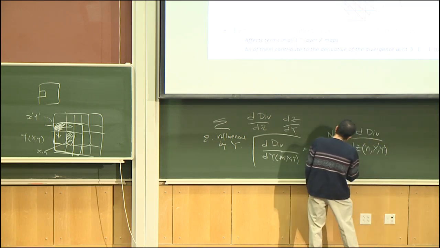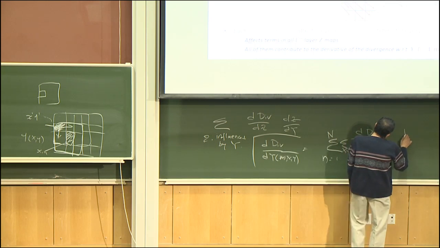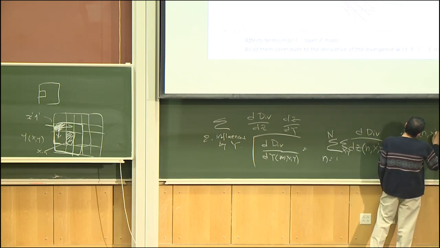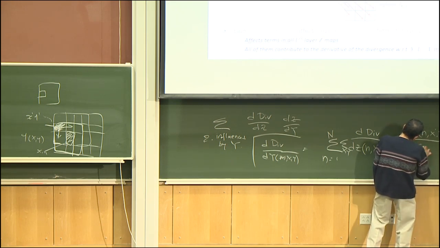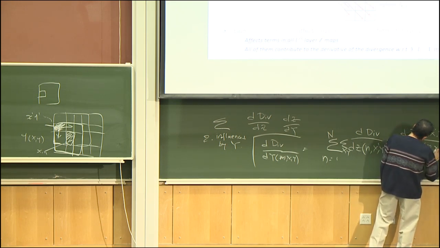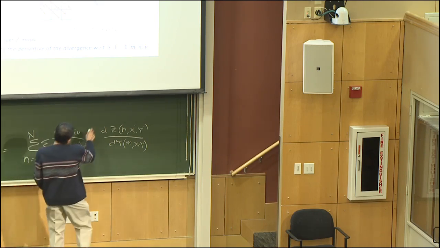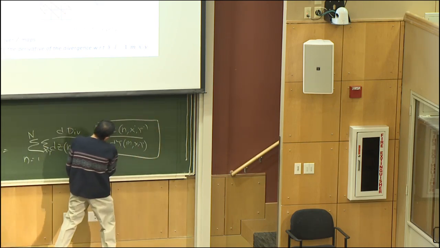Let me call this x prime y prime, right? And then the derivative of the z at x prime y prime with respect to the derivative of y at xy. This we know, right? Again, I'm not doing anything complicated. But what is this term here? What is this term here?